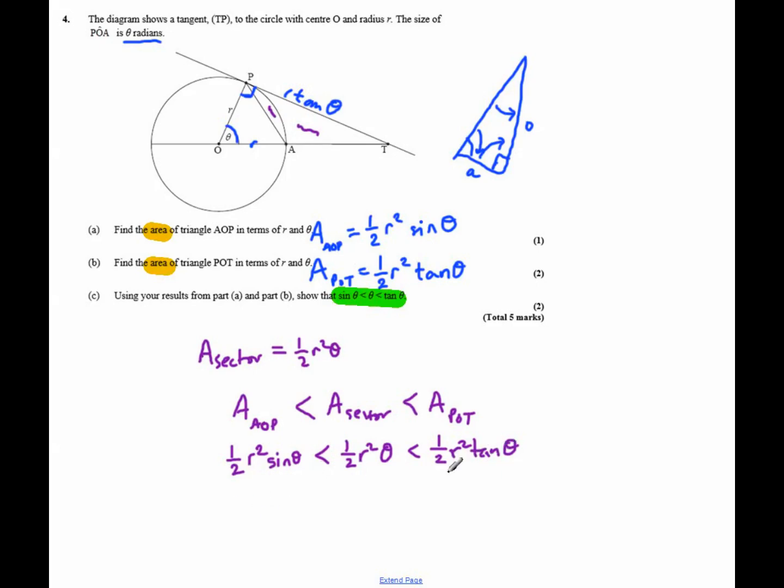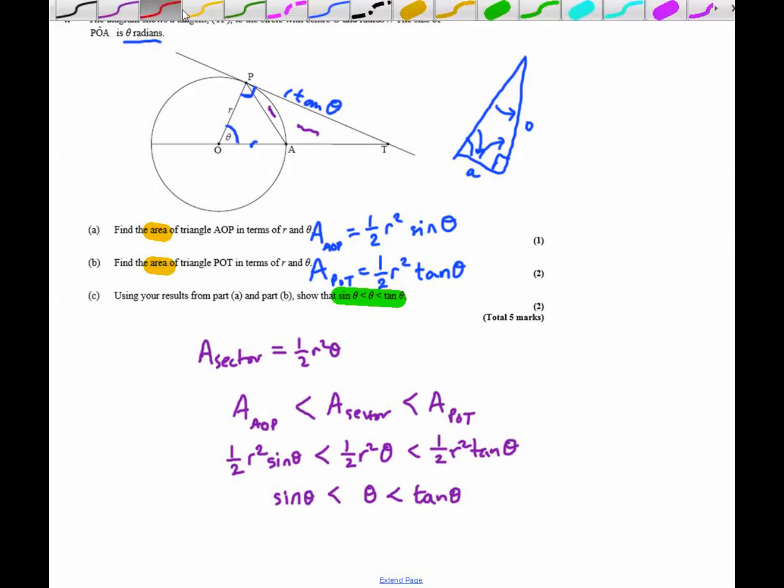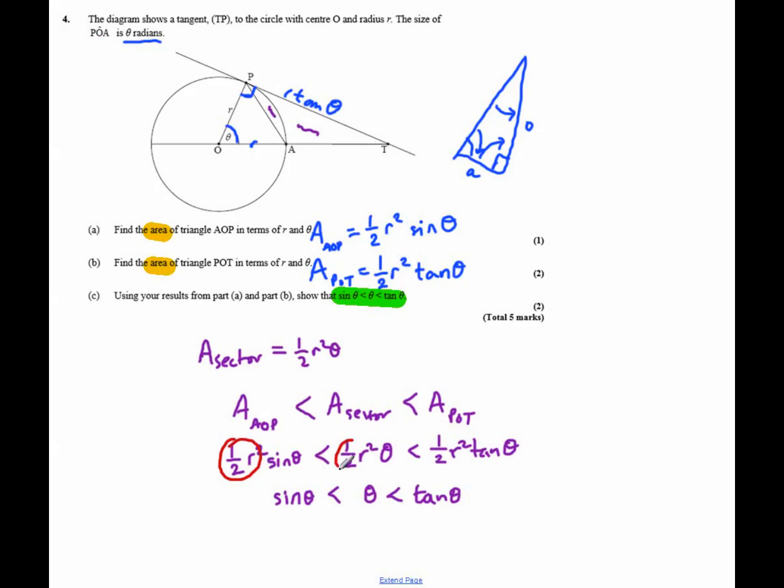And this looks great. There's a half r squared which we can divide by. Therefore, sine theta is less than tan theta. We've always got to be a bit careful when dividing in inequalities, because you're only allowed to multiply or divide by something when it's positive. But the thing you're dividing by is half r squared, so it would be good to say that half r squared is positive, because it's a square. And in short, that's done. 2 marks.